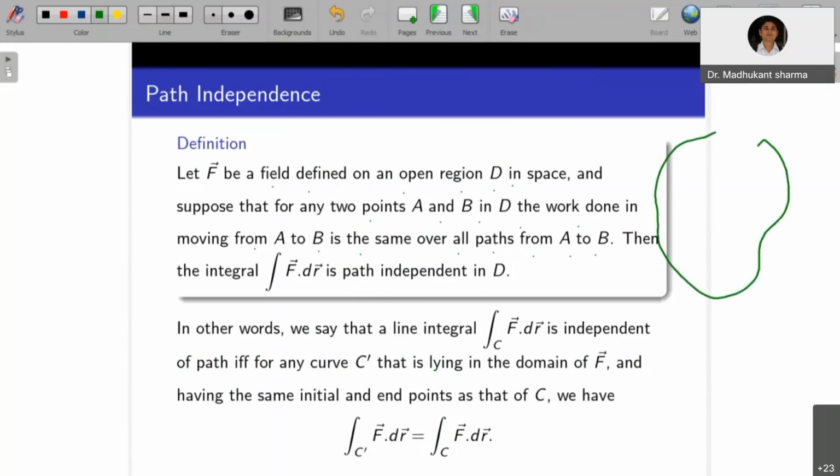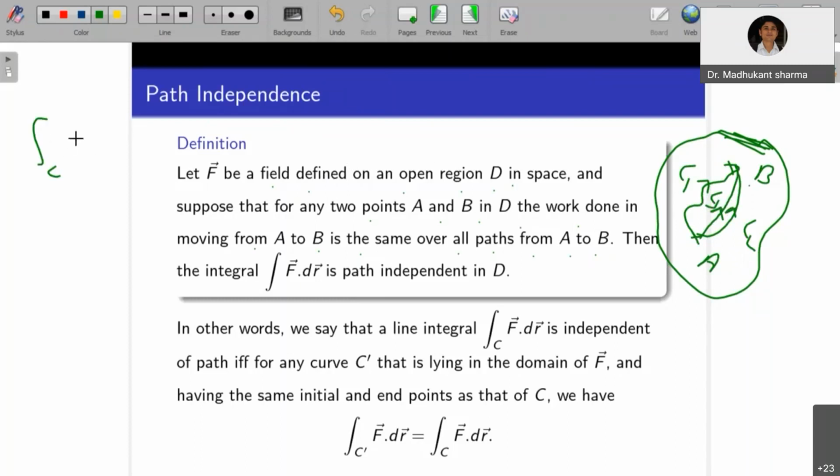So roughly you have a domain D over which this vector field is defined. Now you choose any two points A and B inside this. You can reach from A to B along any path. For that line integral value, this is C1, this is C2. You may also have one straight line joining these two points, that's C3.